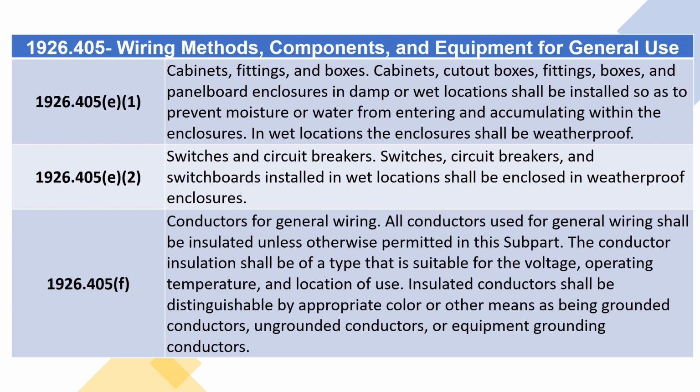1926.405(f). Conductors for general wiring. All conductors used for general wiring shall be insulated unless otherwise permitted in this subpart. The conductor insulation shall be of a type that is suitable for the voltage, operating temperature, and location of use. Insulated conductors shall be distinguishable by appropriate color or other means as being grounded conductors, ungrounded conductors, or equipment grounding conductors.